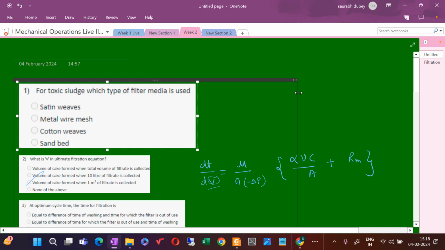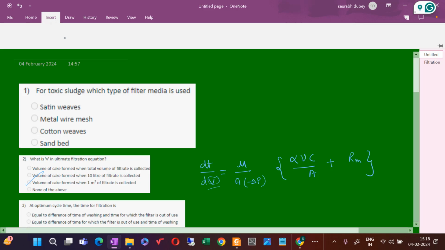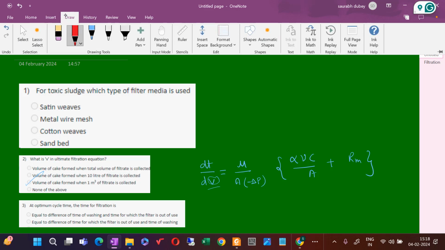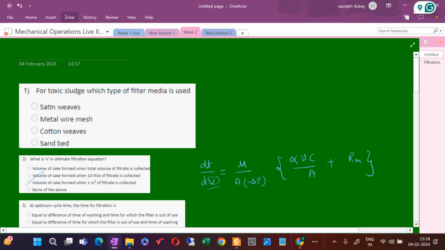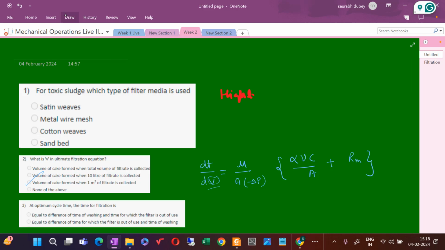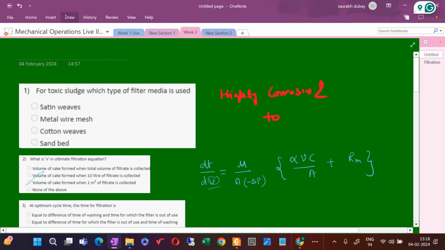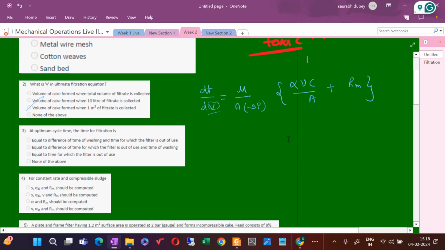So if you want to expand the answer to this, highly corrosive and toxic materials could be handled using this particular filter.